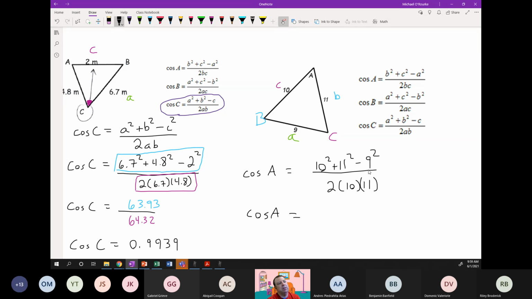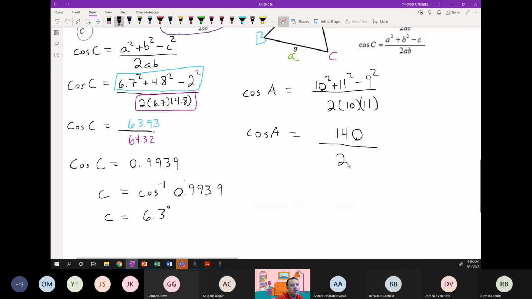Okay, good. I'm going to do the calculation on the top: 10 squared plus 11 squared. So I got 140 on top. And I got 2 times 10 times 11, which is 220 on the bottom. That gives .64.